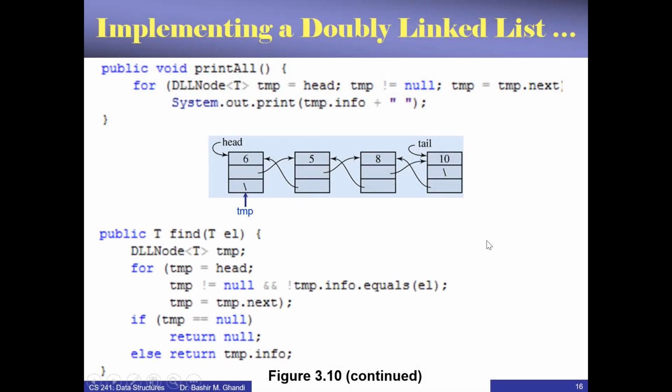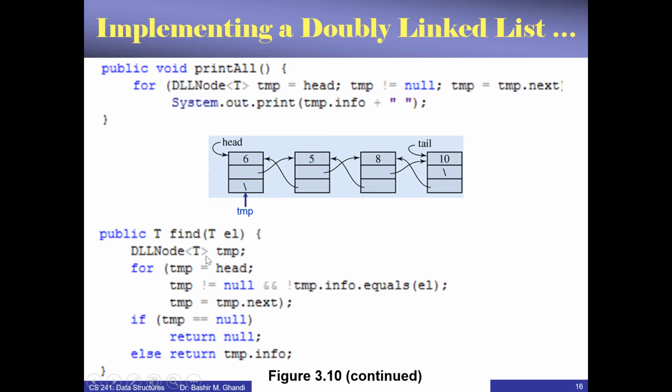Similarly, find is equally the same, like the one in singly. The only difference is that when you are defining temp, it should be of type DLL node, not SLL node. If you recall, the idea of find is you give a certain key, and it will go through the list to find a matching node, the node whose info matches the key that you give, and it will return that one. Of course, if it is not found and you have reached the end of the list, then you will return null.